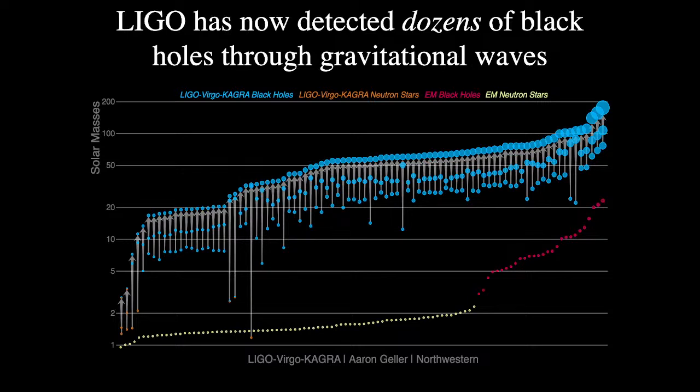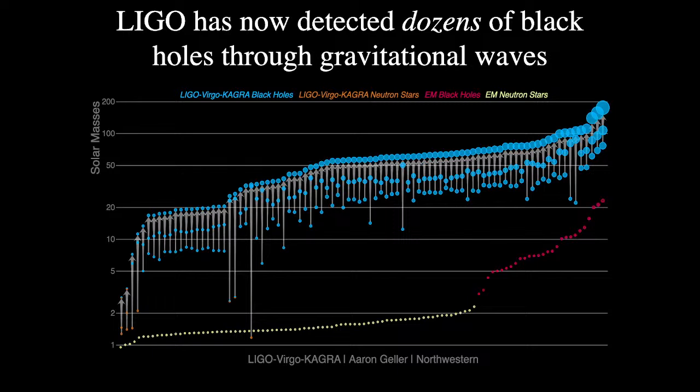So some of you may have seen a similar plot. This is showing in blue all of the black hole binaries that have been observed as gravitational wave sources, sorted in order of their stellar mass. So you can see that there have been sources observed from as low as a few solar masses all the way up to over 100 solar masses.